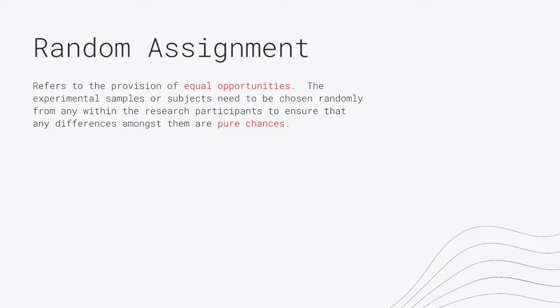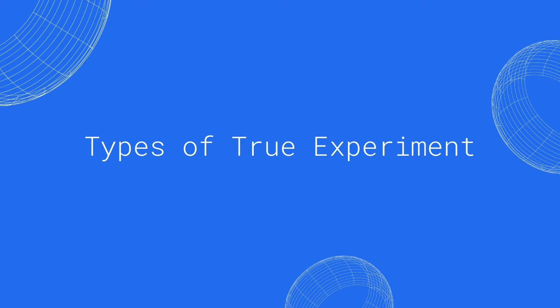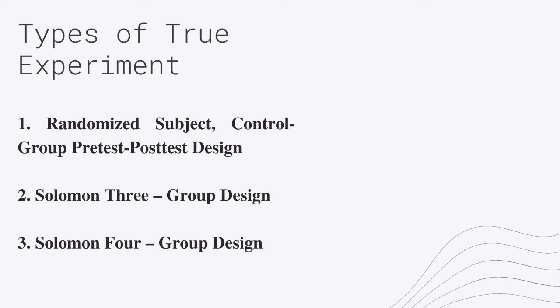So the last factor will be the random assignment. It refers to the provision of equal opportunities, where basically the experimental samples or subjects need to be chosen randomly from any within the research participants to ensure that any differences amongst them are pure chances. Now let's talk about the types of true experiments. The randomized subject, control group, pre-test, post-test design, the Solomon three group design, and the Solomon four group design.